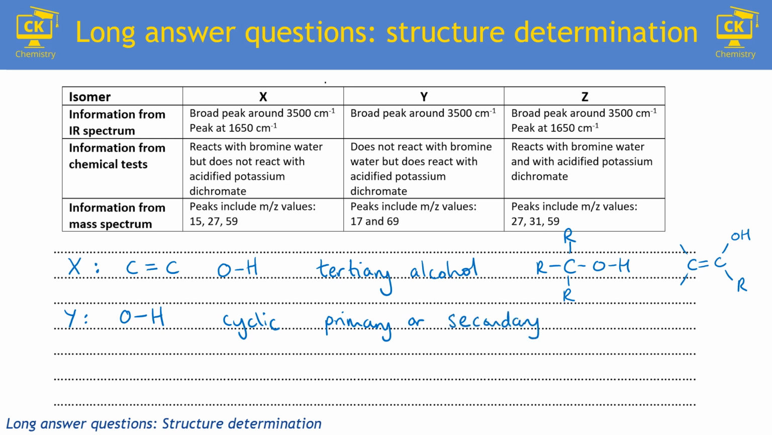with dichromate. Then let's have a look at Z. For Z, the infrared and the chemical tests are telling us once again that we have a C=C and an OH. It reacts with bromine water. We know that it has an alkene group, it's not cyclic, and it does react with acidified potassium dichromate, so it also has a primary or secondary alcohol present.